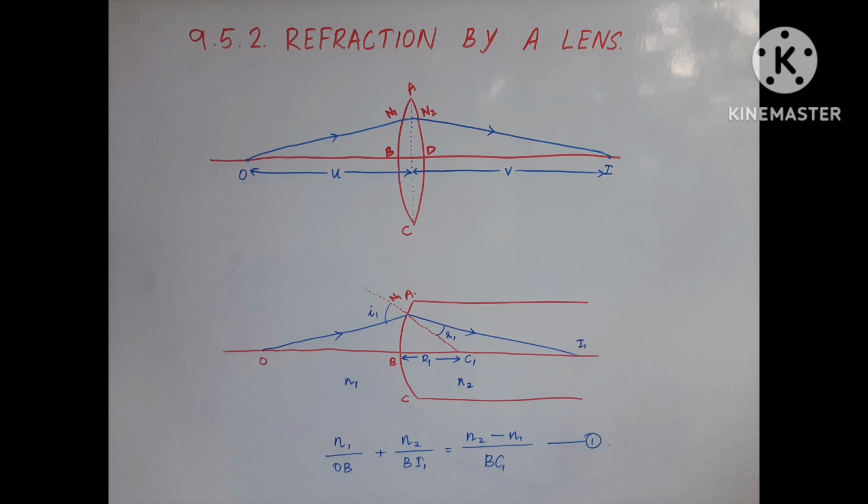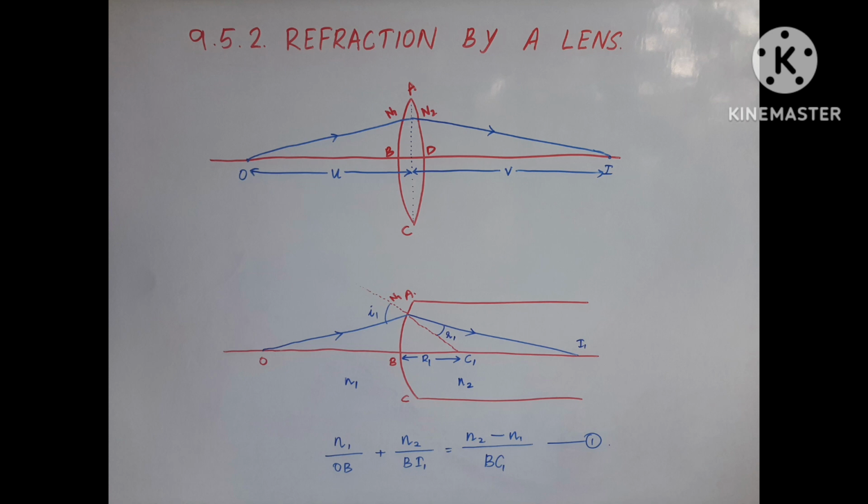Hi, here we are discussing refraction by a lens and the lens maker's formula. First of all, we can imagine our object is at O and it is incident on a double convex lens, and the image I is formed on the other side of the convex lens. This figure is depicted in the diagram, so we can say that this is the geometry of the situation.